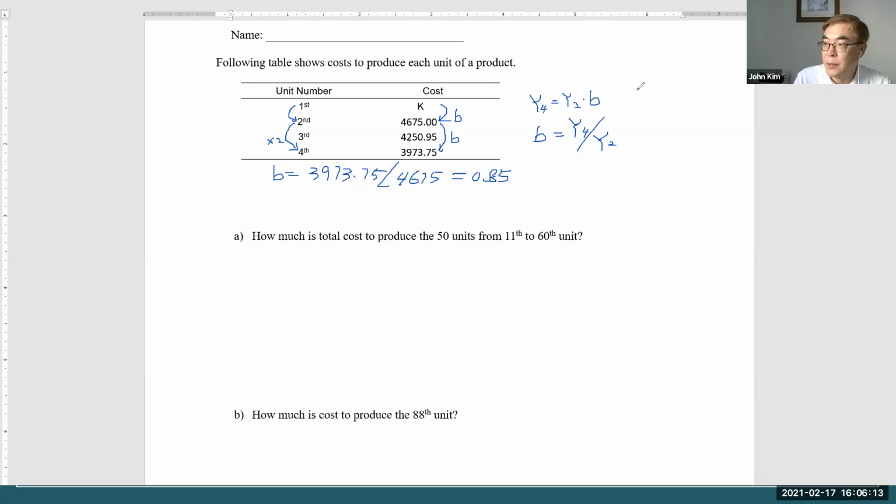And then again, Y second equals K times B. So when we don't know K, K equals Y2 divided by B. So K equals Y second, 4,675, divided by 0.85, equals 5,500.